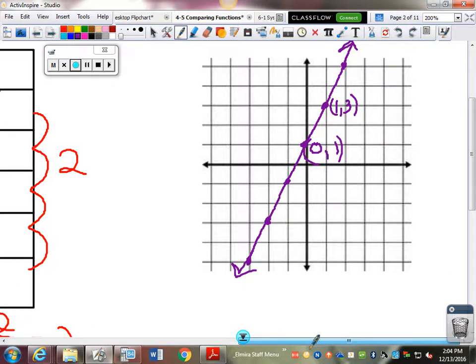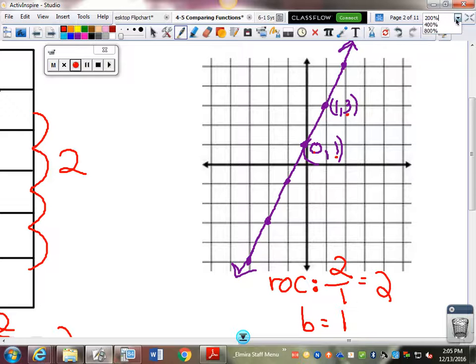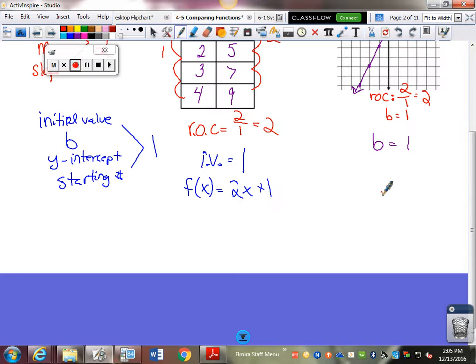Not a coincidence. So my rate of change: my y value went from 1 to 3, so it changed by 2. My x value went from 0 to 1, so that changed by 1. That makes my rate of change 2. And my b is 1, which I already wrote down once. So that makes my equation y equals 2x plus 1.